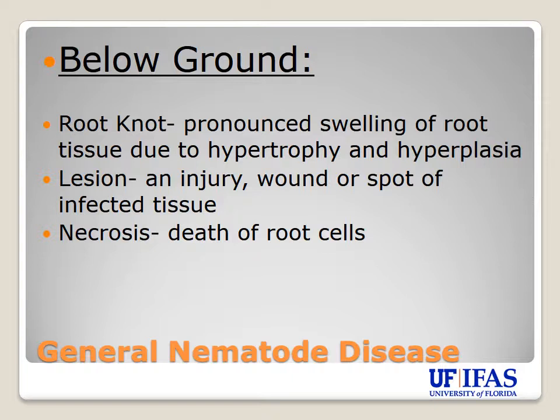Below ground, some of the damage that plant parasitic nematodes can cause is root knotting. The most common garden plant parasitic nematode is the root knot nematode. This is a very pronounced swelling of the root tissue due to the damage that's been caused by the nematode. Nematodes can cause lesions to the roots, which is an injury, a wound, or a spot of infected tissue. And nematodes can also cause necrosis, or death, of the root cells and entire roots underground.